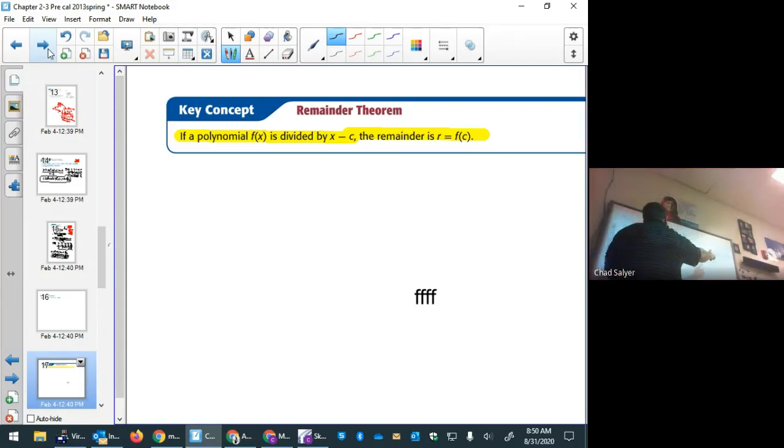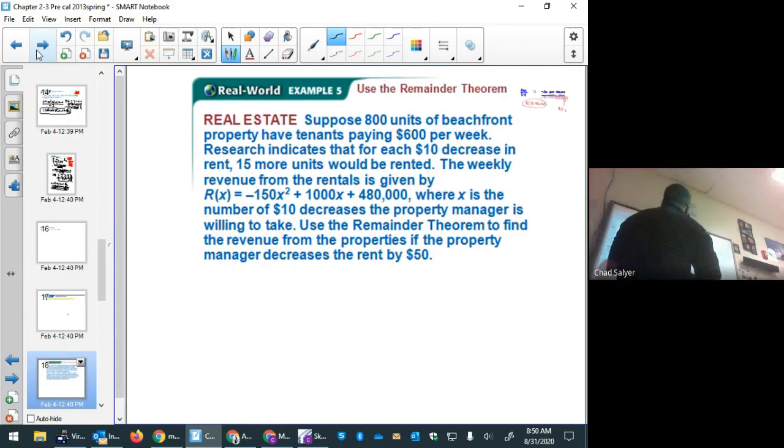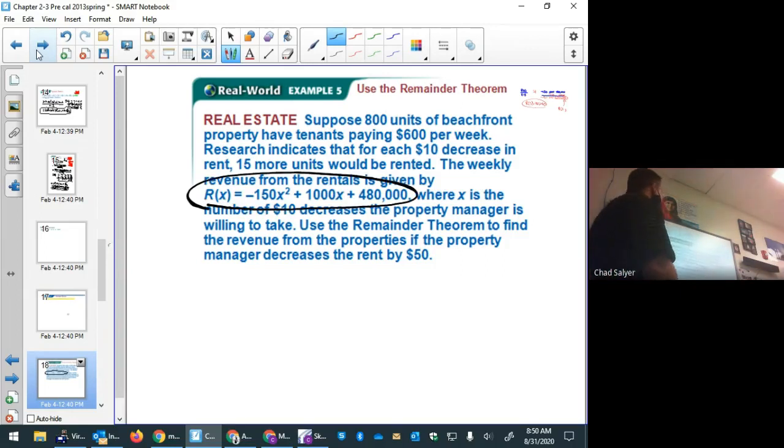So divided by x minus c, the remainder is the function's value at c. Suppose 800 units of beachfront property have tenants paying $600 per week. How old do you think this question is? Pretty old. It's about 5 times that amount now. Research indicates that for each $10 decrease in rent, 15 more units would be rented. Here's the function that describes that situation. Use the remainder theorem to find the revenue from the properties if the managers decrease the rent by $50.